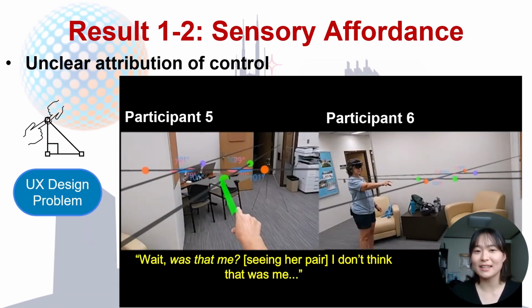Second, teachers had trouble figuring out who was controlling the object when multiple people tried to interact with the same one. The system didn't clearly show which user was in control. This pointed to a need for better UX design.